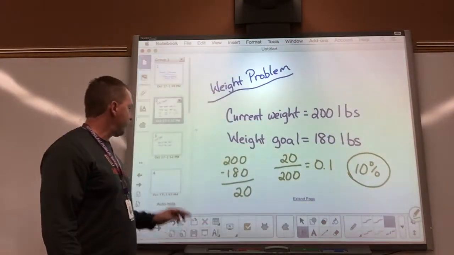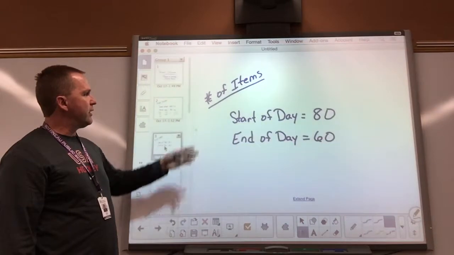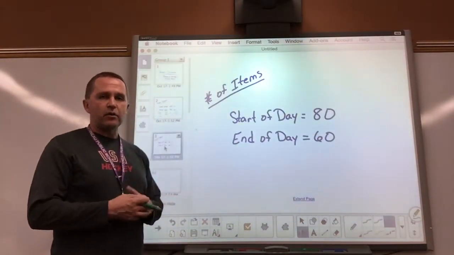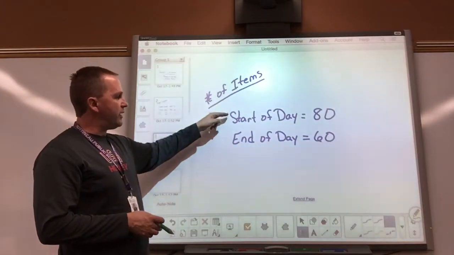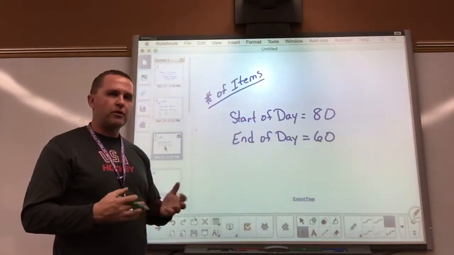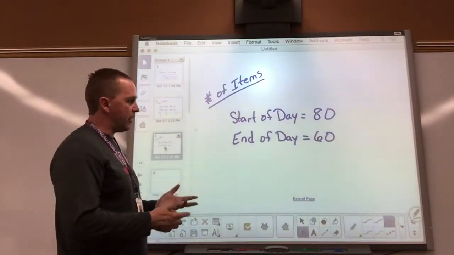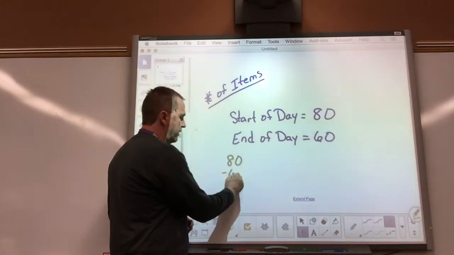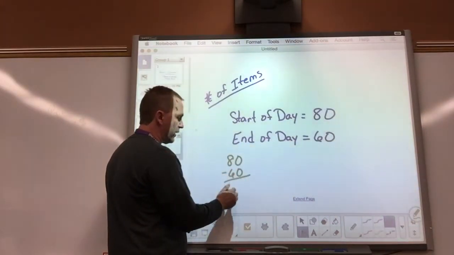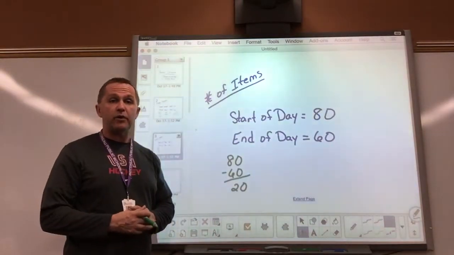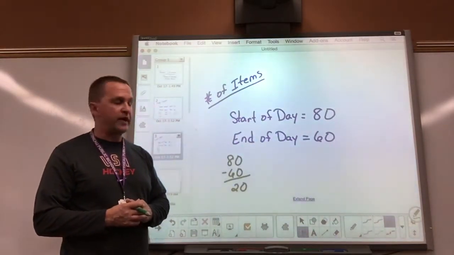If I look at a second problem, let's say that I have a number of items. Maybe it's in a bin at a store or something like that, and I start the day with 80, and at the end of the day that bin only contains 60 items. And I want to know what's the percent decrease. Again, just like the previous problem, I want to take the 80 that I started with and subtract the 60 that I ended with. And in this case, it says that there was a net loss of 20 items, or 20 items were sold that day.